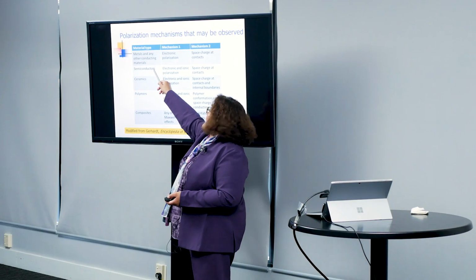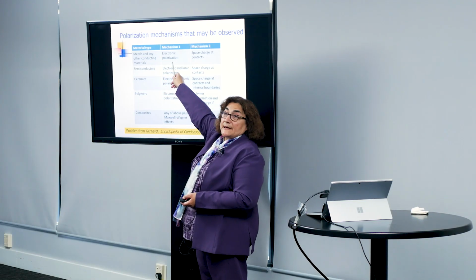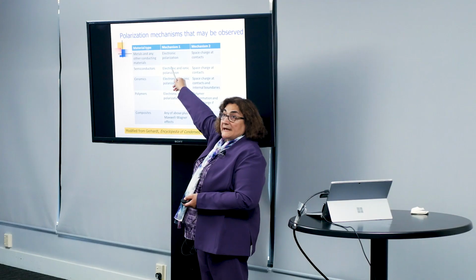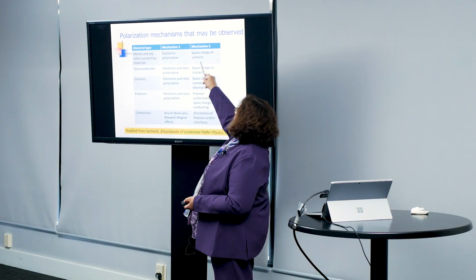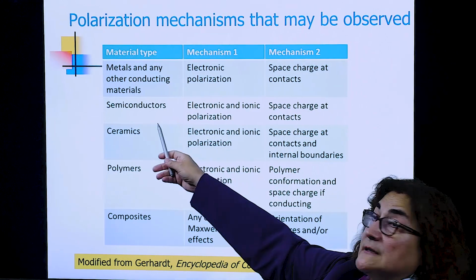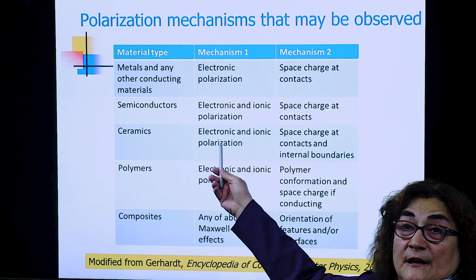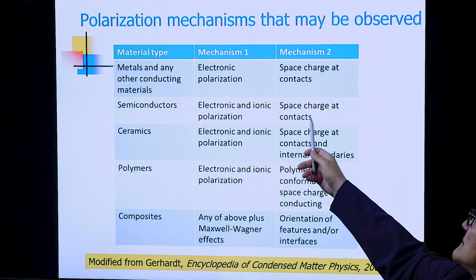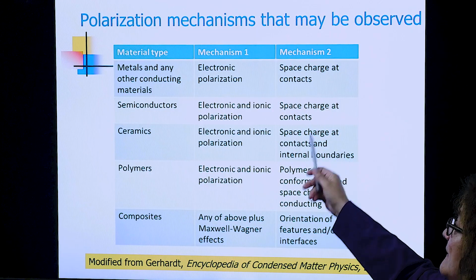In metals or any other conducting materials, the primary polarization method will just be electronic polarization, but you may also have space charge at the contacts. Semiconductors, you will get electronic and ionic polarization depending on the composition. You may also have space charge at the contacts.